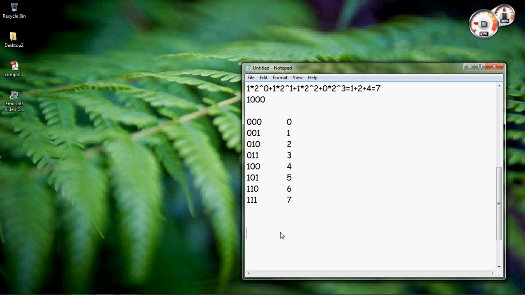Now, when this binary system is used to represent numbers in a computer, it is not a good way to represent numbers, because we cannot represent negative numbers with this system. So if we want to represent negative numbers, then a new method came, that is signed numbers.